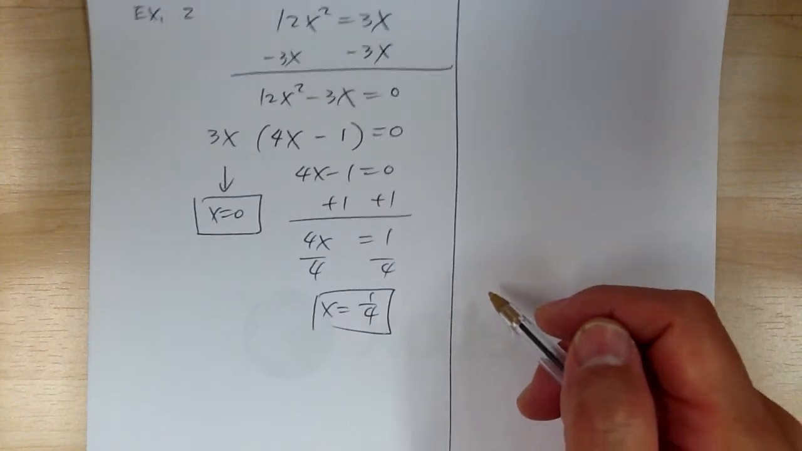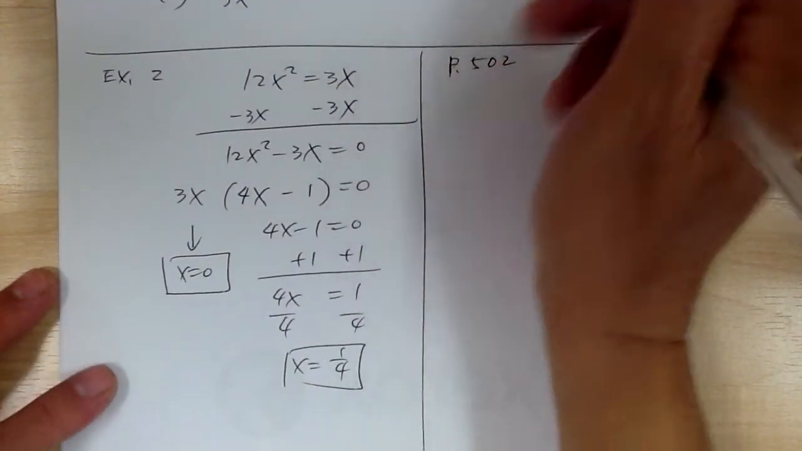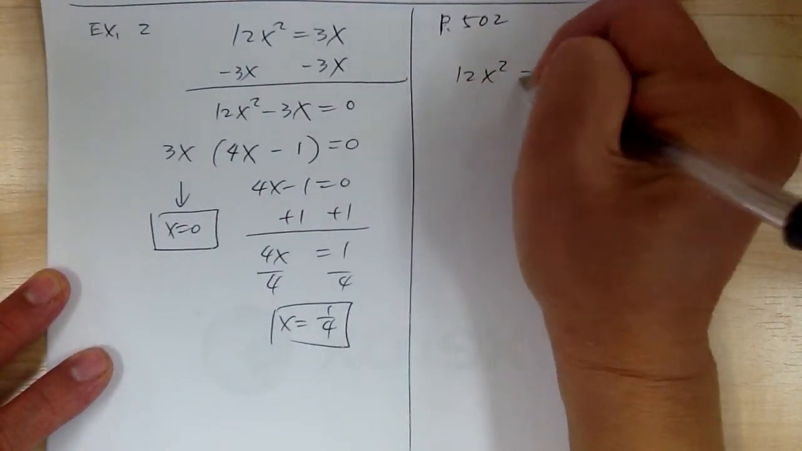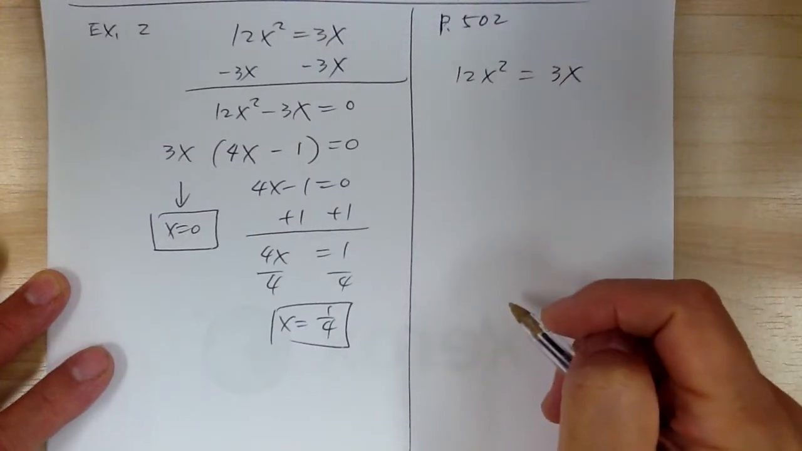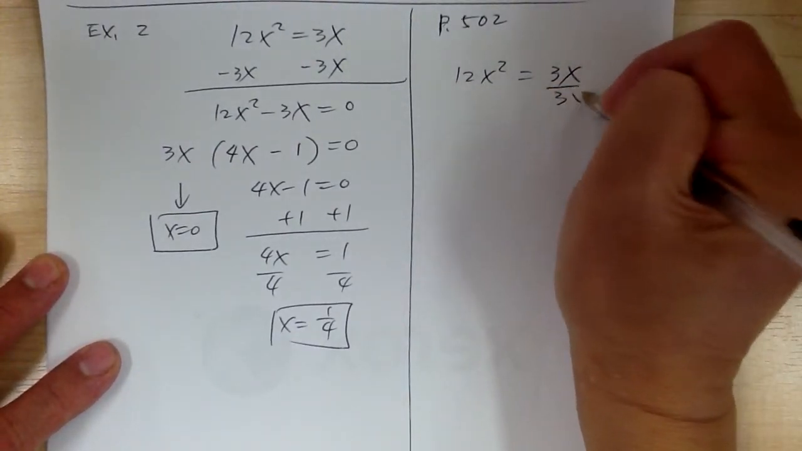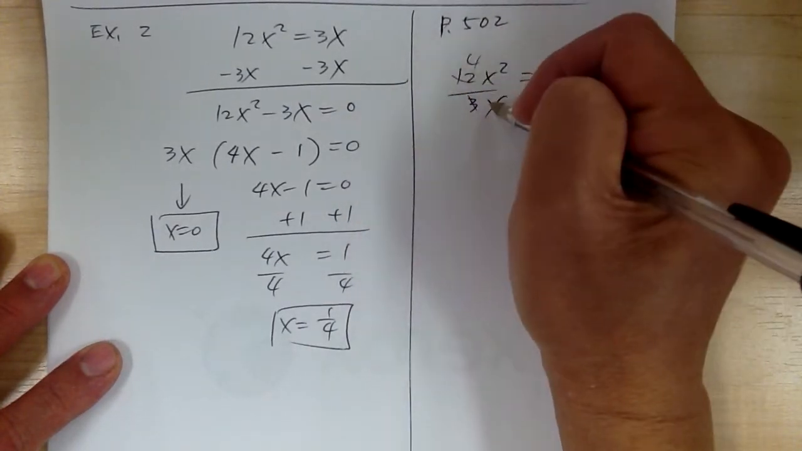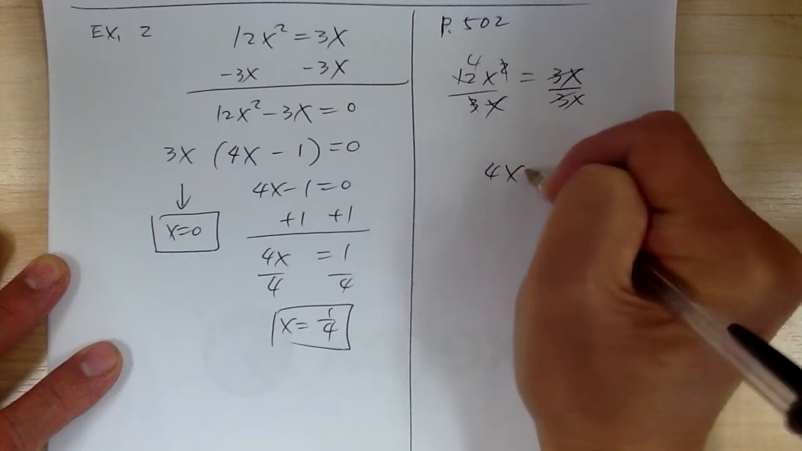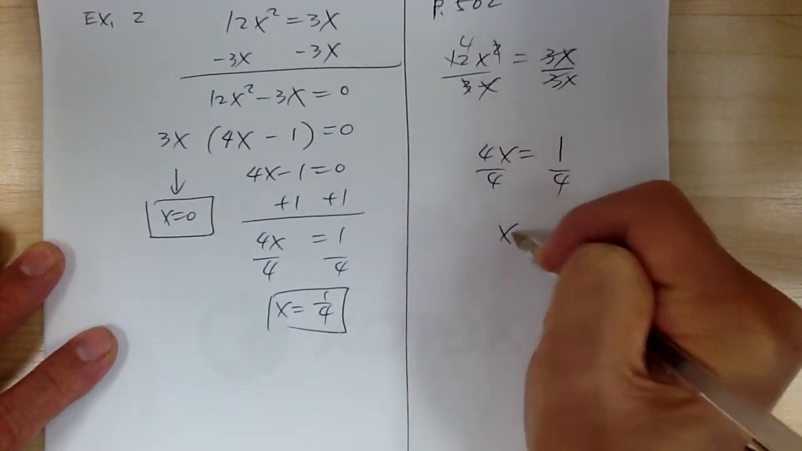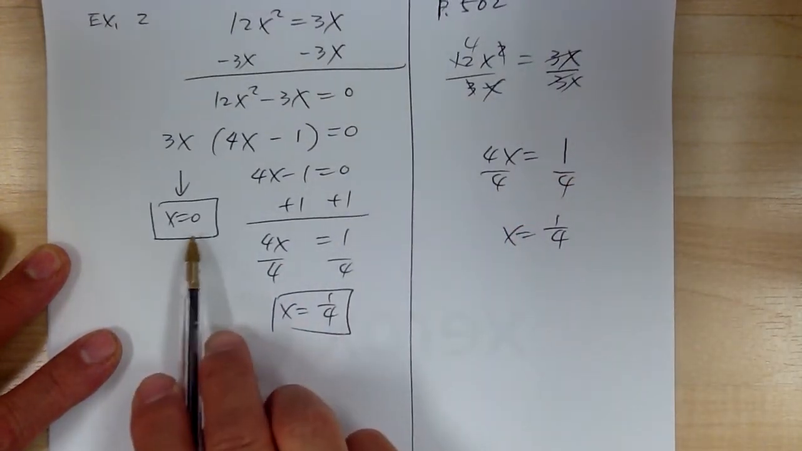Okay, go to page 502. It gives you a warning. Look at the word of caution. So you got 12x squared equal to 3x. This is what sometimes people will do. They will divide by 3x, divide by 3x. So this cancels out. Okay, so you got 4x equal to 1. And then you divide by 4, so x equal to 1/4. Now the problem is that you're missing an answer over here.